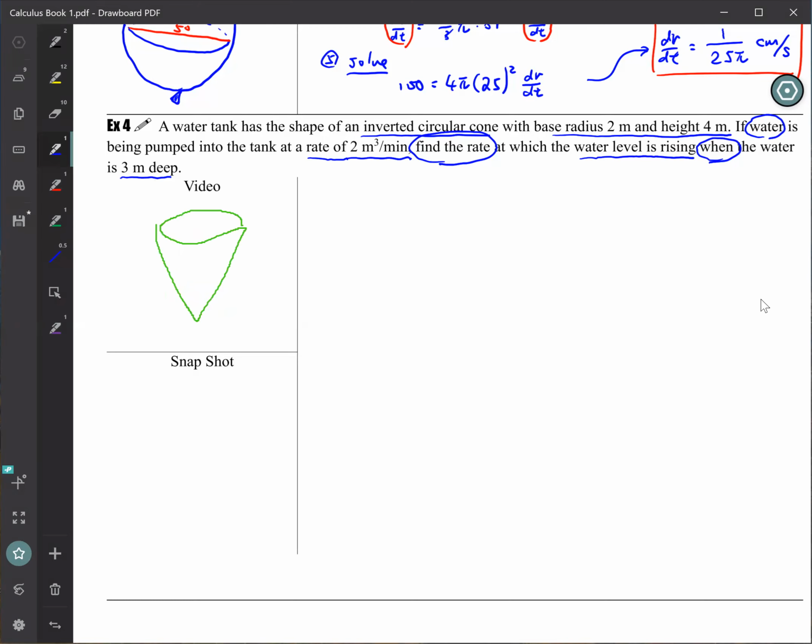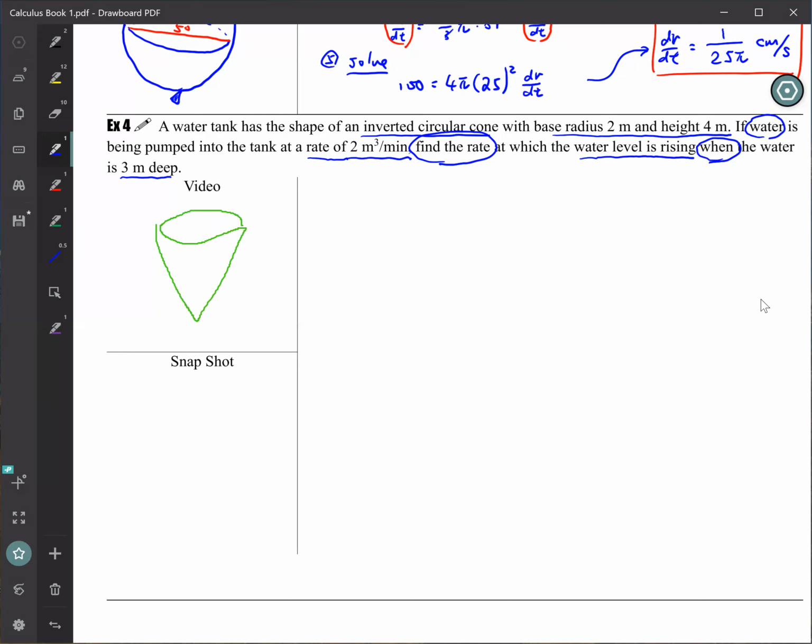Okay, and then what variables would you put in there? I did R for radius, H for height, and V for volume. Okay, what about some numbers? Any numbers go in there, like the 2, the 4, the 3? Oh, I thought we were only supposed to do that for snapshot. Snapshot is for the moment that we're interested, right? Oh, so R would be 2 and height would be 4.